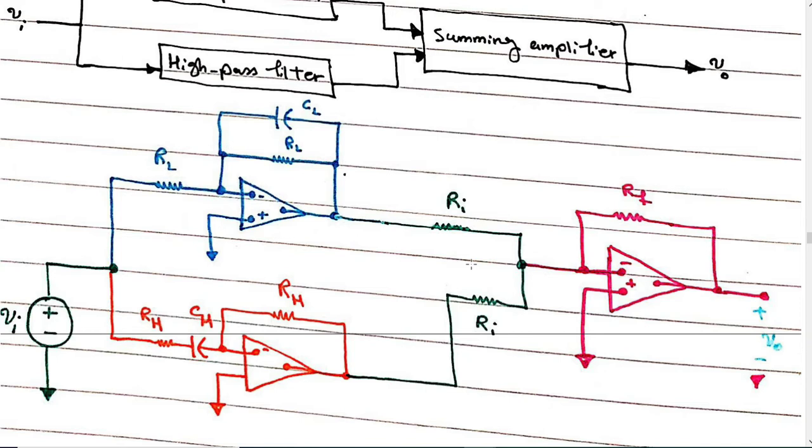Okay, now you have two input voltages. One of them is V out L, another one is V out H, and this one is your output. So what is the relation between the output voltage and input voltages in a summing amplifier? It is negative RF over RI multiplied by V out L plus RF over RI multiplied by V out H, the second input. So V out is minus RF over RI, the common factor for both terms.